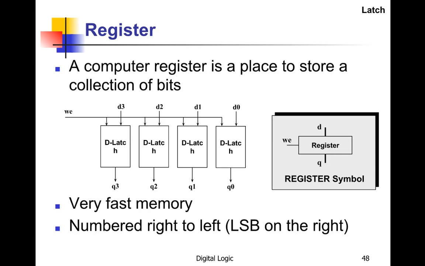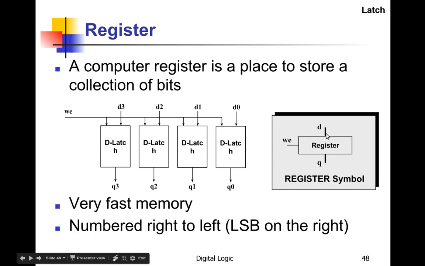Now, if we took a whole bunch of these D latches, like if we took 4 of them here and hooked the write enable all together, and we connect each one of these latches to a separate bit of data, like D0 for this latch, D1 for that latch, and so on, and the outputs, we call this Q0 for this guy, up to Q3 for that guy, we can make a memory location. This is a 4-bit memory location here. And if you put all those latches together, we call that a register. And here is the symbol for a register.